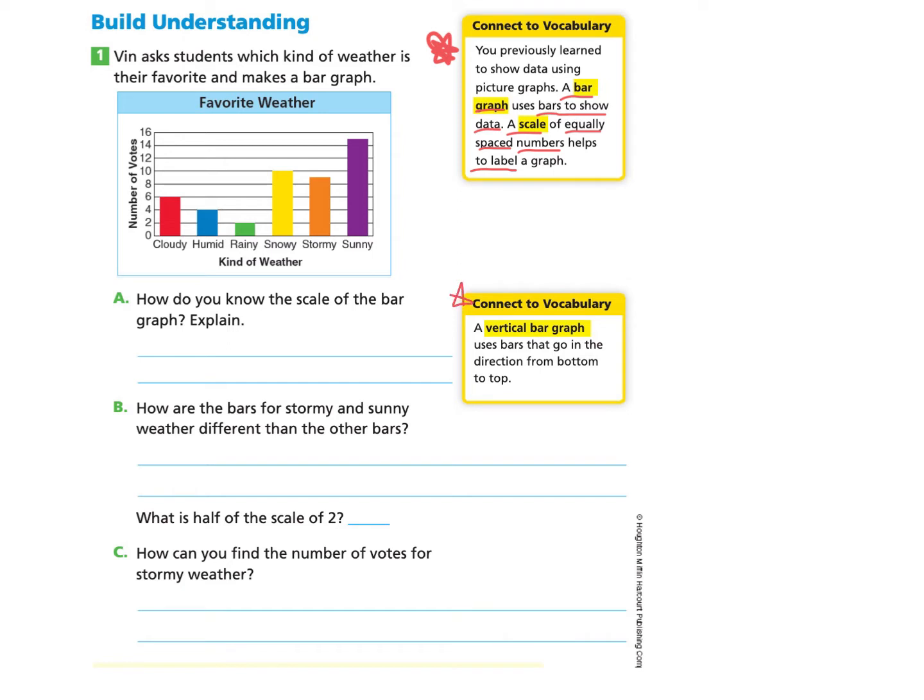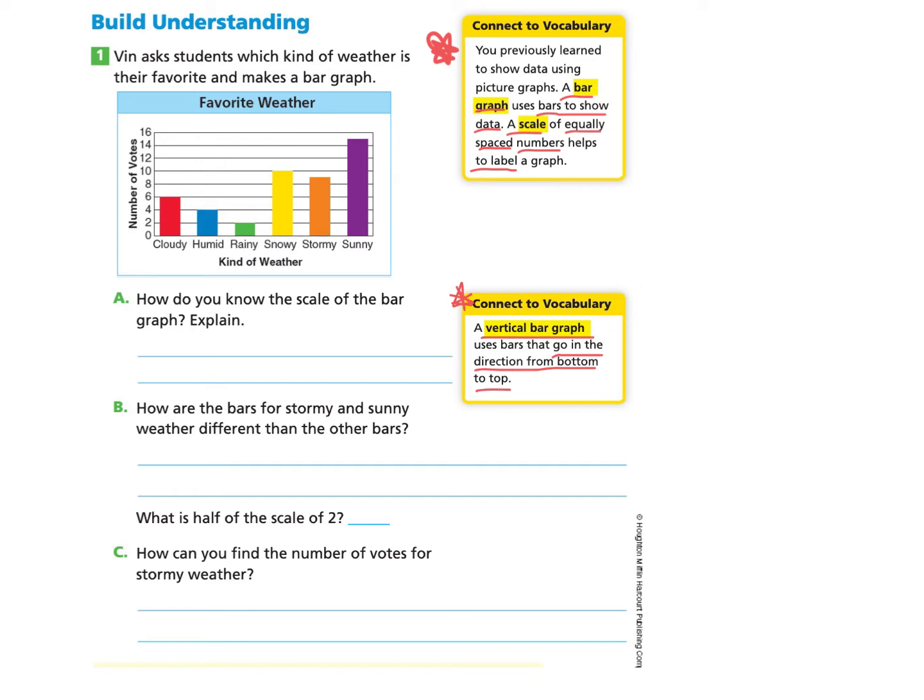Let's take a look at the Connect to Vocabulary here that talks about a vertical bar graph. A vertical bar graph uses bars that go in the direction from bottom to top. So this is a vertical bar graph because the bars are going from bottom to top. They're going vertical or up. So let's take a look at this bar graph.